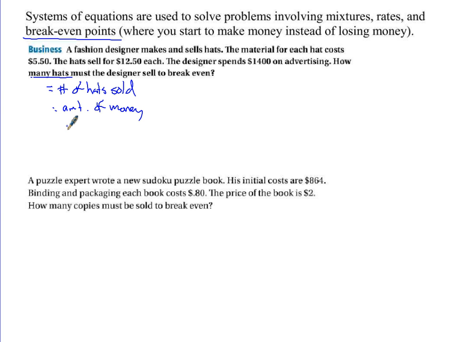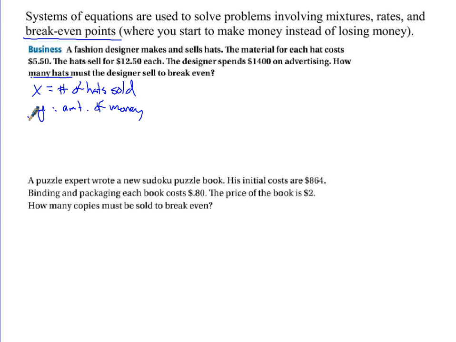X and Y. And I'm going to call Y the amount of money. Because in this case, unlike the other problems that we've been dealing with recently, we do have a dependent and independent variable. The hats sold dictates how much money I have. Okay? So that's why I'm calling that one X, and the amount of money I'm calling Y.